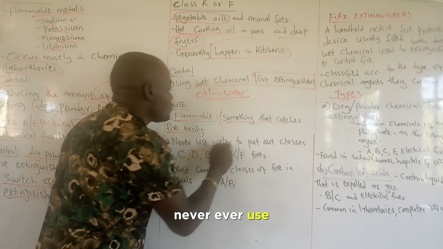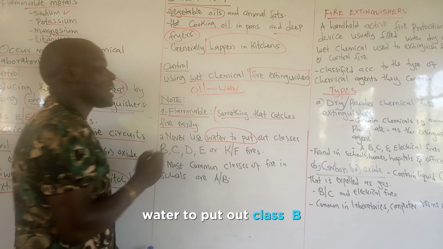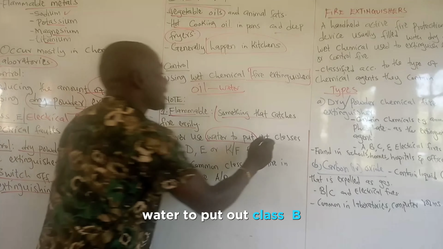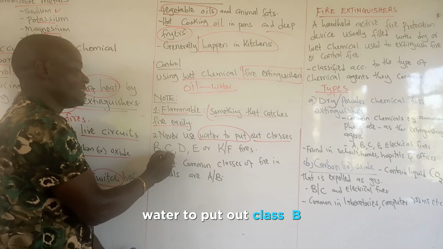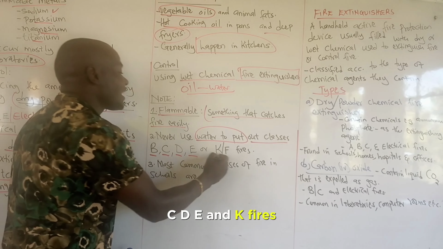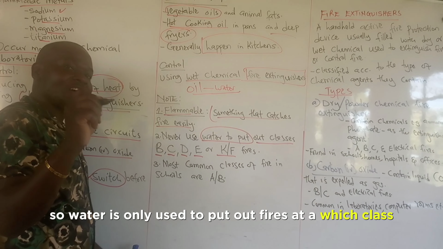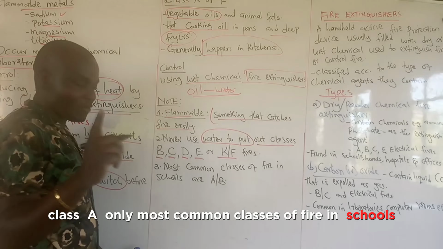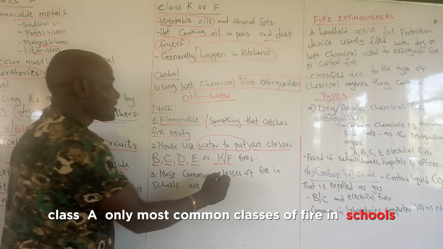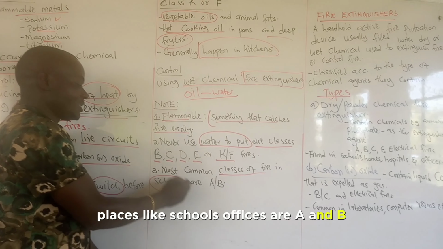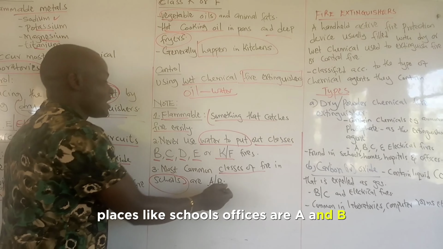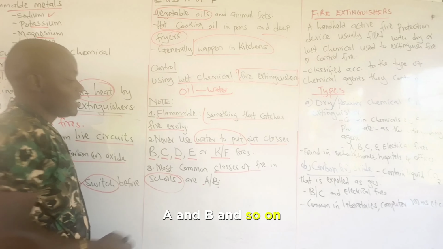Never use water to put out class what? Class B, C, D, E, and K fires. So water is only used to put out fires under which class? Class A only. The most common classes of fire in places like schools and offices are A and B.